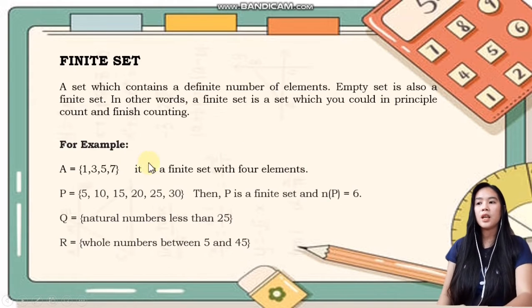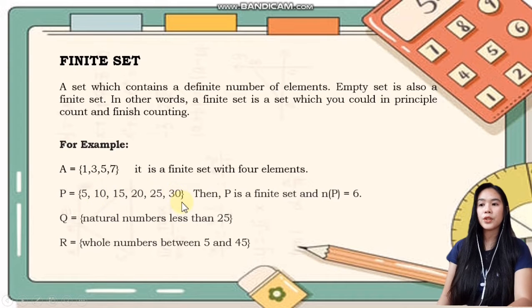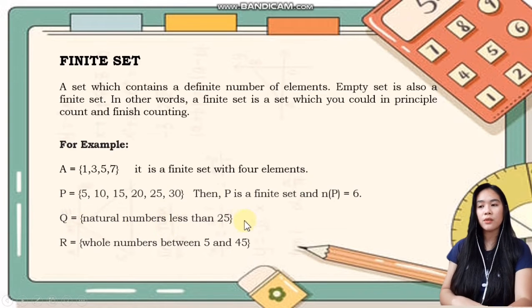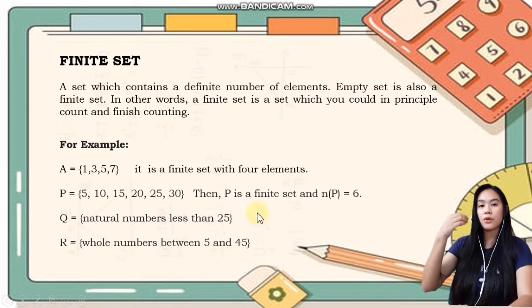So, for example, A is equal to 1, 3, 5, 7. It is a finite set with 4 elements. Ayan, set P is equal to 5, 10, 15, 20, 25, 30. Set P is a finite set and the number of elements in set P is equal to 6. Another example is set Q is equal to natural numbers less than 25 and set R is equal to whole numbers between 5 and 45.